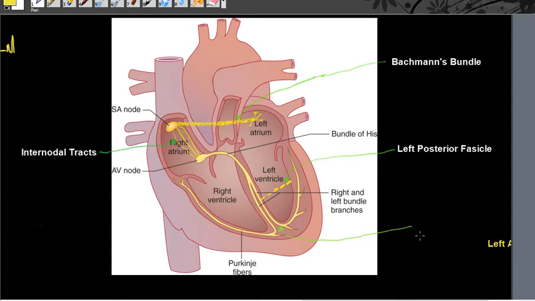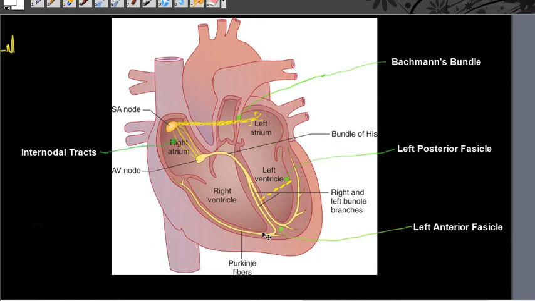So the bundle of His divides into a right bundle and a left bundle. The left bundle actually contains a left posterior branch and a left anterior branch. This posterior branch is shown as a dotted line. By convention, dotted lines tend to represent stuff that you can't see. We're looking at the heart anteriorly, so this posterior branch actually goes backward into the interior of the heart, and it's called the left posterior fascicle. I went ahead and corrected a mistake here. This is the left anterior fascicle. The right just has one branch, the right bundle.